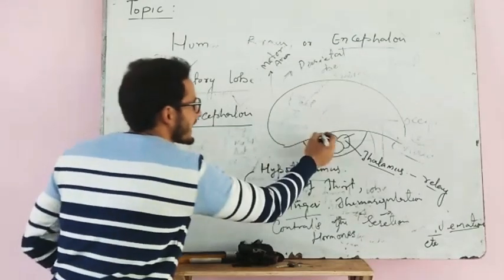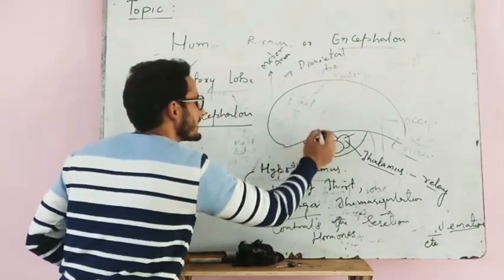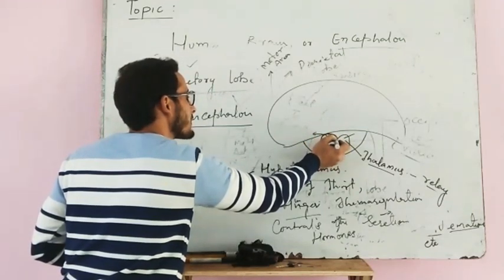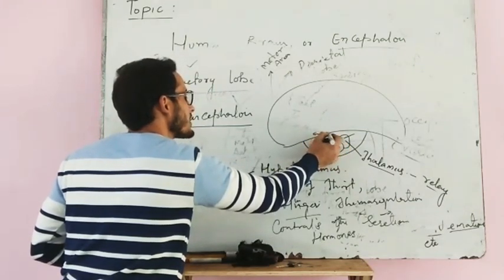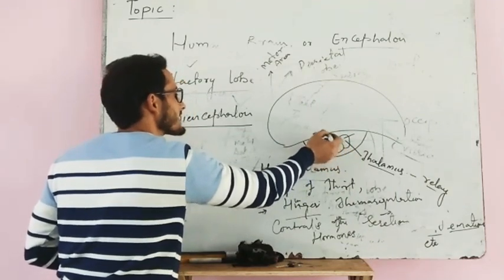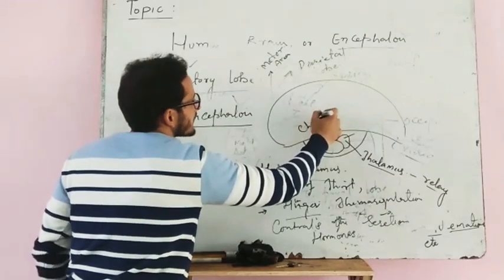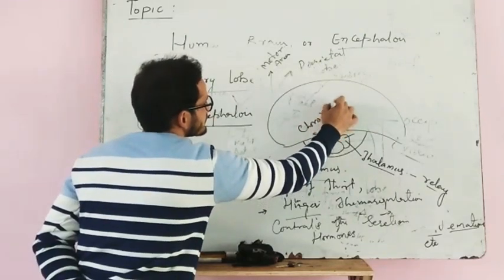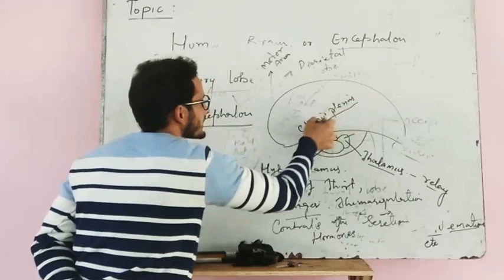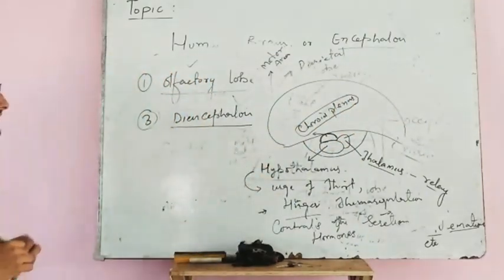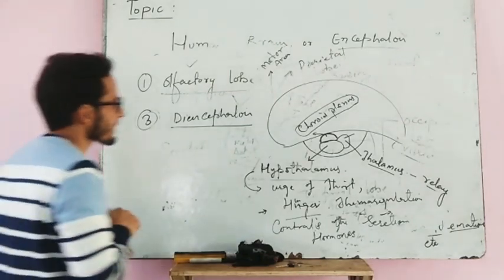Then we have the epithalamus. This is the only portion of this part which is not comprised of nerve cells. It is actually a choroid plexus, which we already mentioned earlier, a loose connective tissue for the secretion of cerebrospinal fluid.